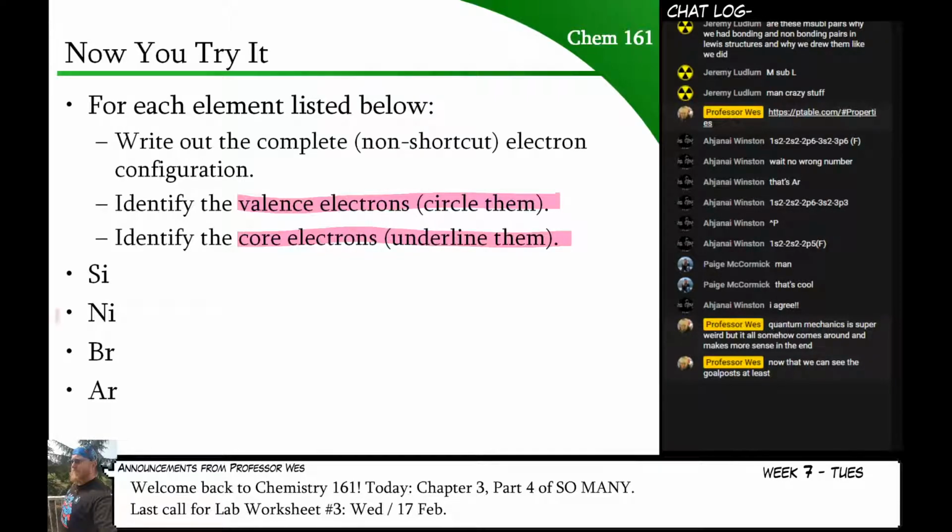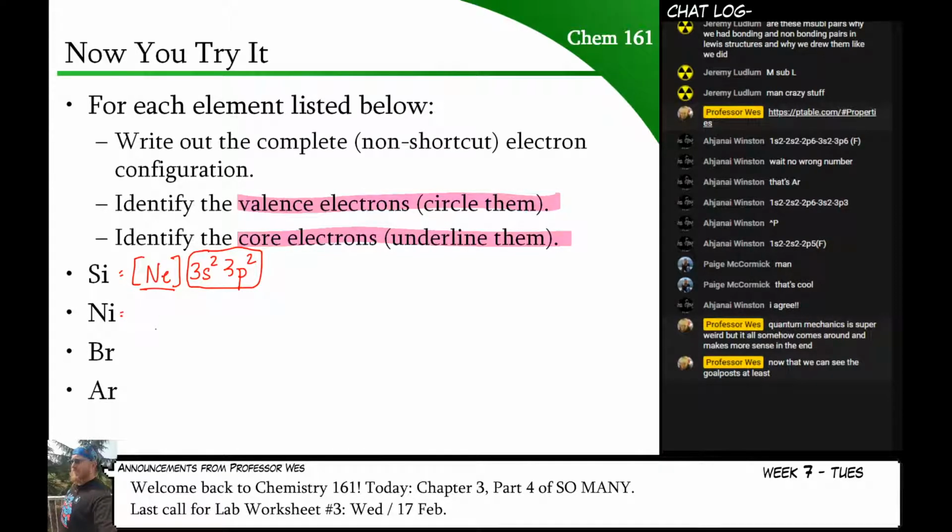So let's write out the electron configuration for each of these. Silicon would be, we're going to write down neon, and then the next row would be 3s2, 3p2. So we're going to circle the valence electrons. The highest n will be our valence electrons, so these all are in the highest n. And then we'll underline the core electrons. That's just everything else. Easy as that.